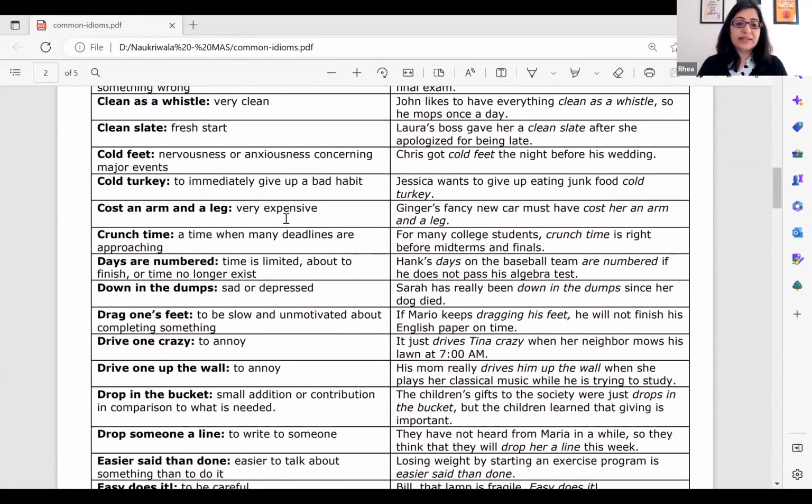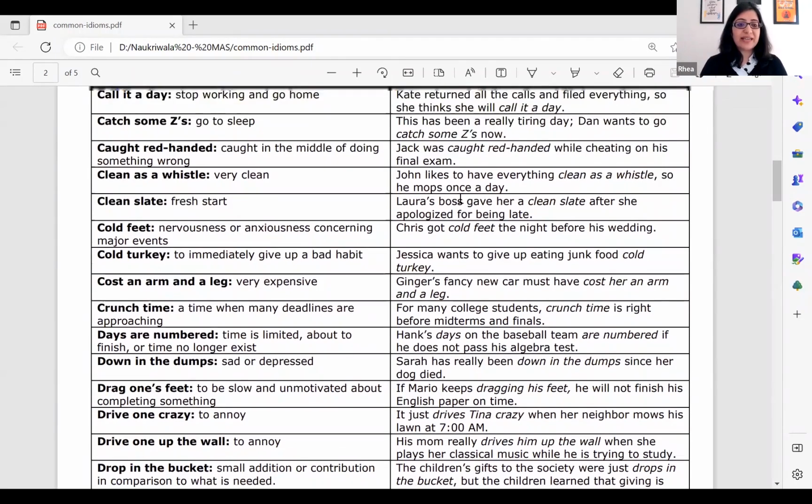Cost an arm and a leg is a very common one. Cost an arm and a leg, which means very expensive. Okay. So and so person's fancy car must have cost her an arm and a leg, which means that it must have cost her like a lot. In fact, we also say it would have cost a bomb. When you say cost a bomb, it means it would have been very, very expensive.